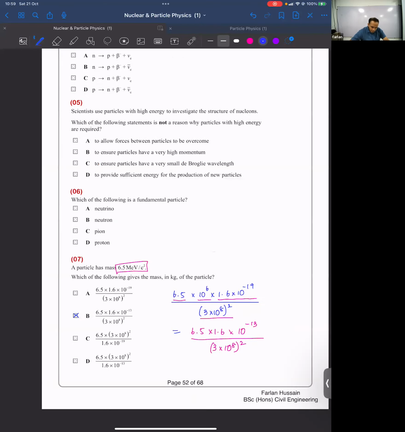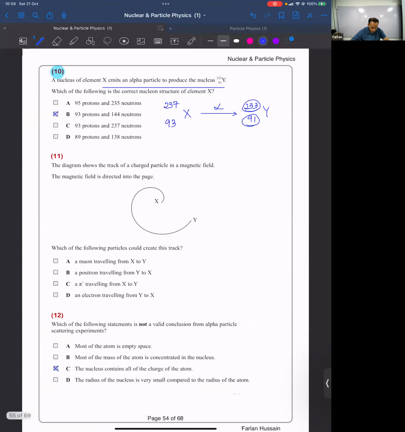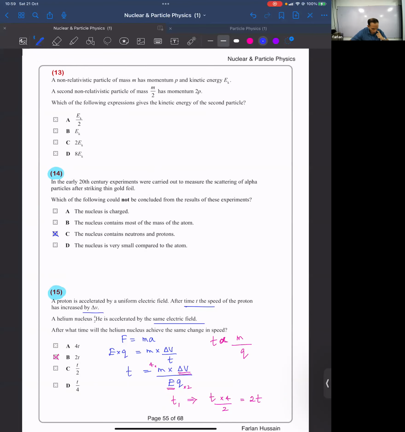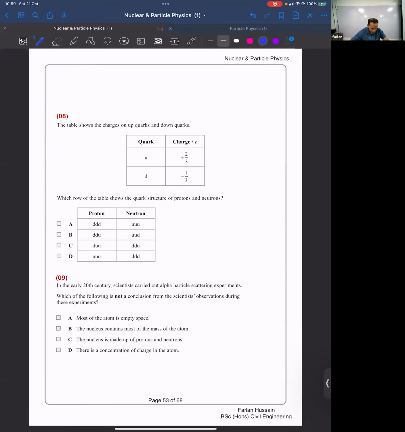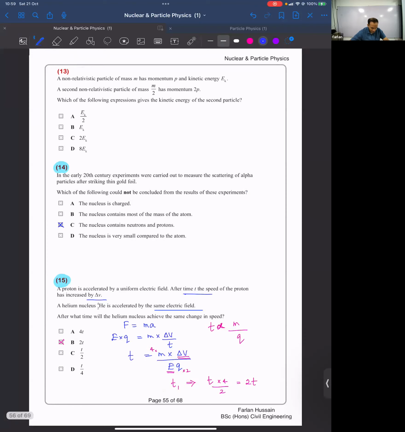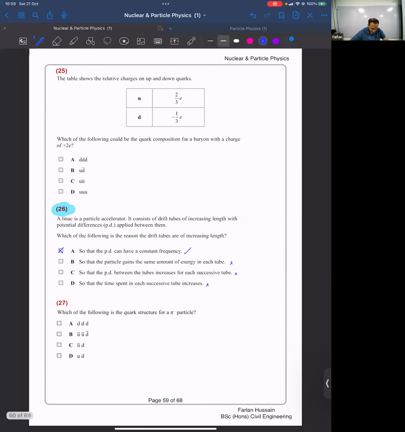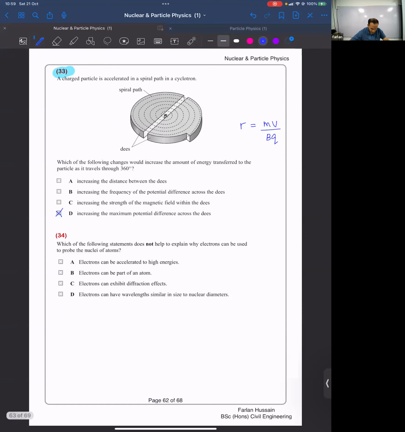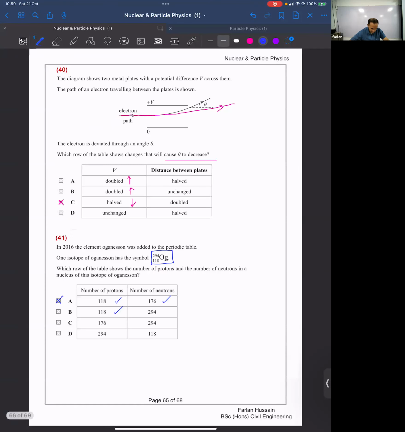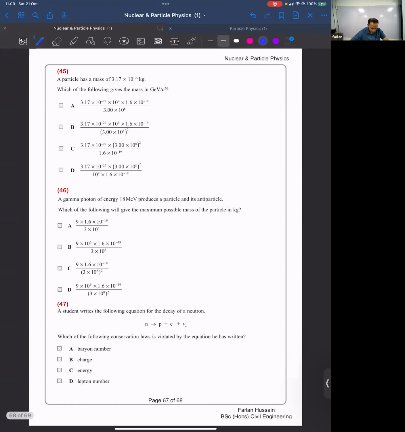The next one. It also can do. No, wait. Common sense. Page 67. Page 67, question 45.